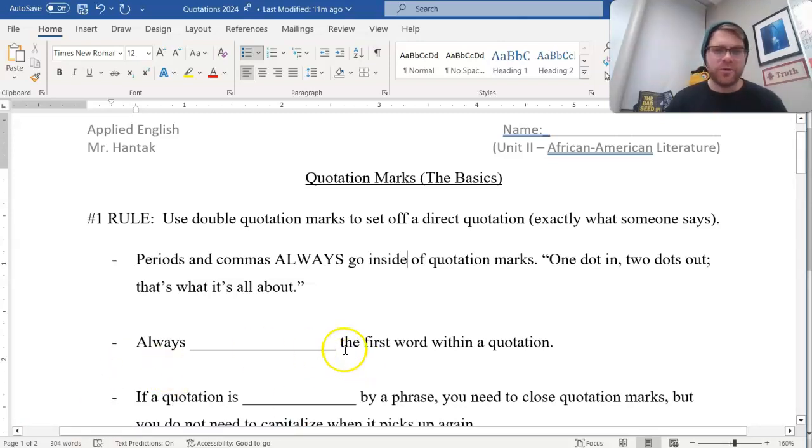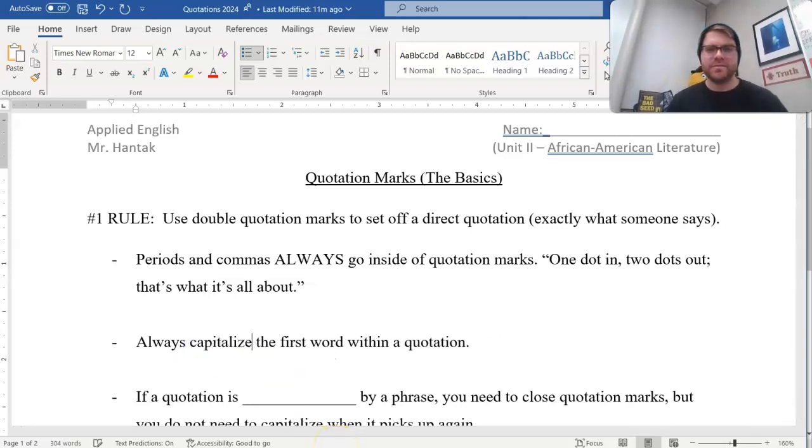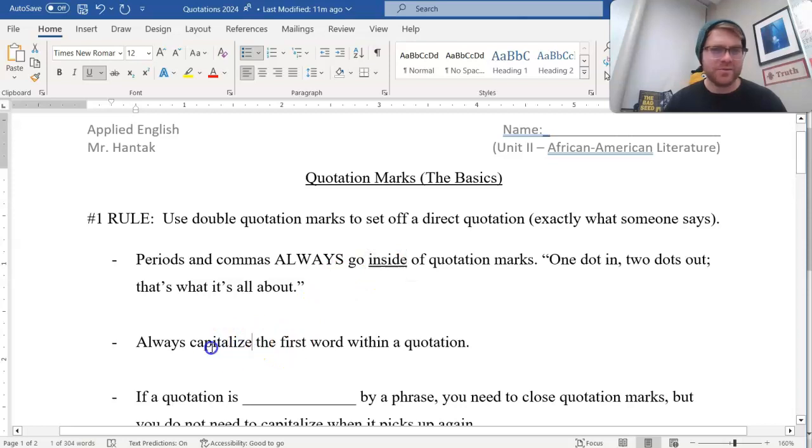Another little grammatical rule as well. Anytime you're starting a quotation, we're going to treat it like the beginning of a new sentence. So we are going to capitalize the first word within a quotation. I'm going to go ahead and underline just the things that I typed in for you guys as you fill in the blanks as well.